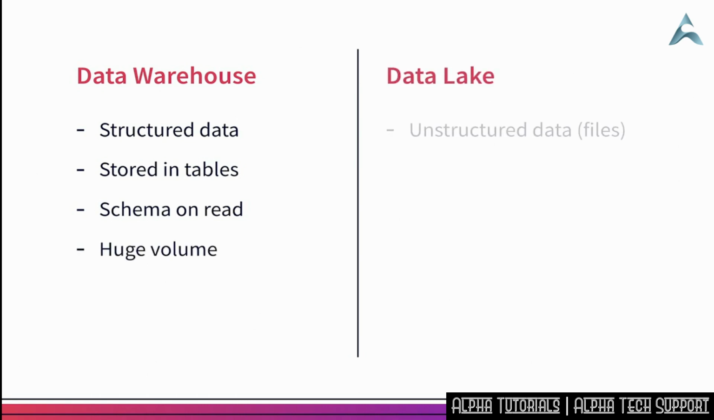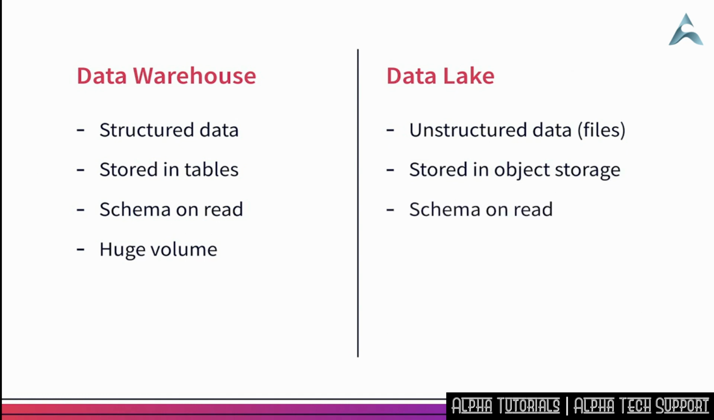A data lake can work with unstructured data, usually files. It's stored in object storage, and in our case, because we're cloud native, that would be buckets. Again, it's schema on read. And the idea here is massive volume. So where this comes into play is for customer scenarios that have terabytes and petabytes and even exabytes of data.